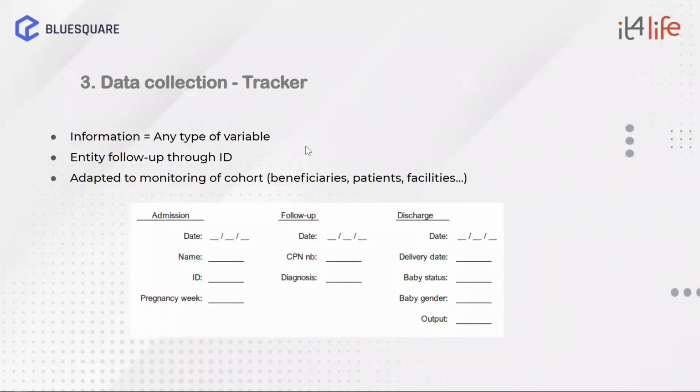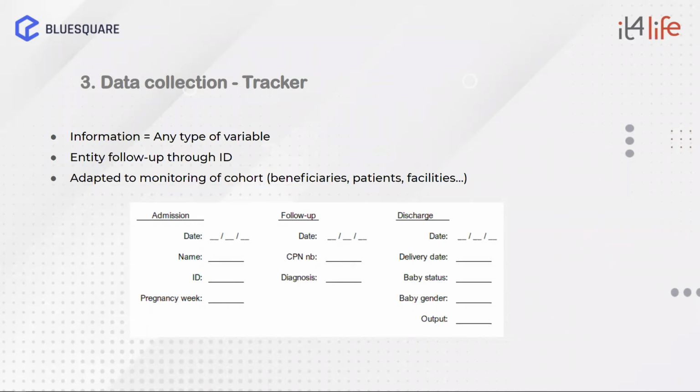And then we have the tracker. The information can be also any type of variable that you have in a form, but here you will follow an entity with the ID, meaning that you will have to enroll usually the beneficiary into your cohort. You enroll the person, and then you can use several forms. Here I have the example of an admission one. So on the first date, when the beneficiary comes, I admit this person. Then I have follow-up visits.